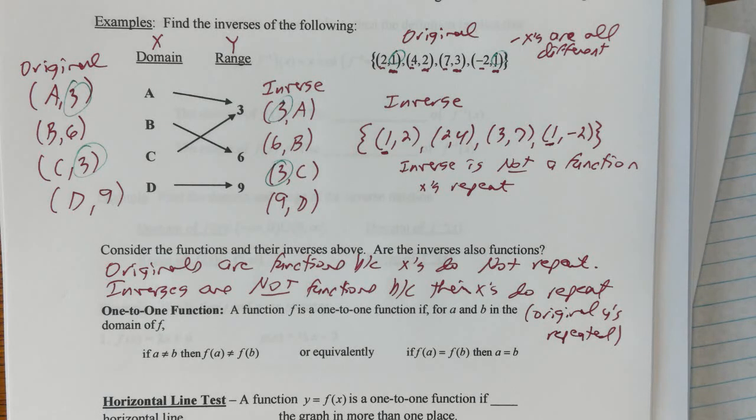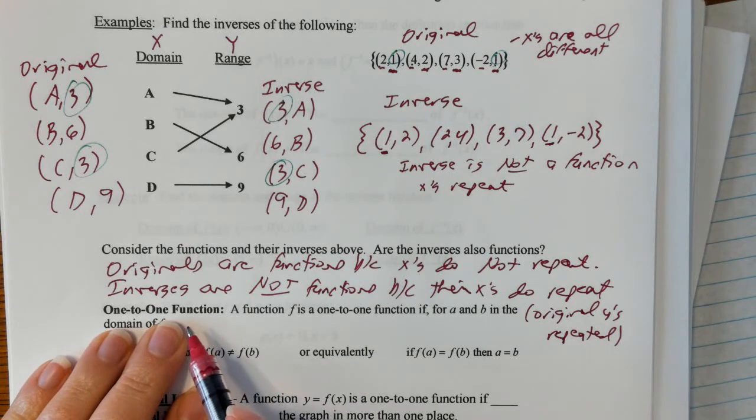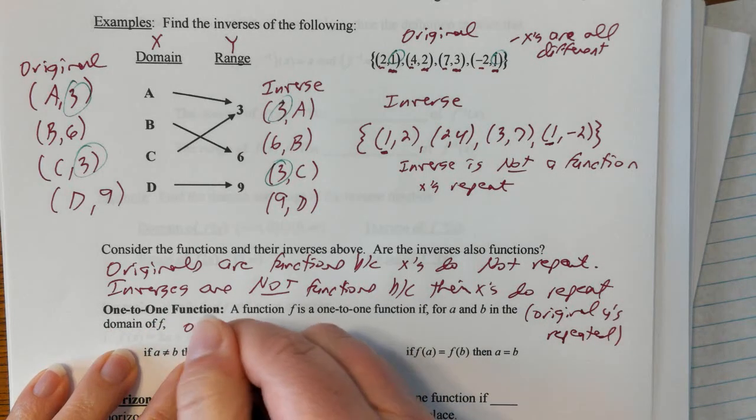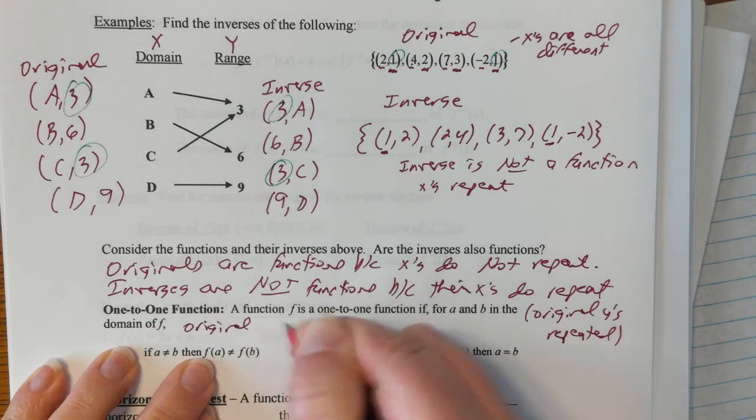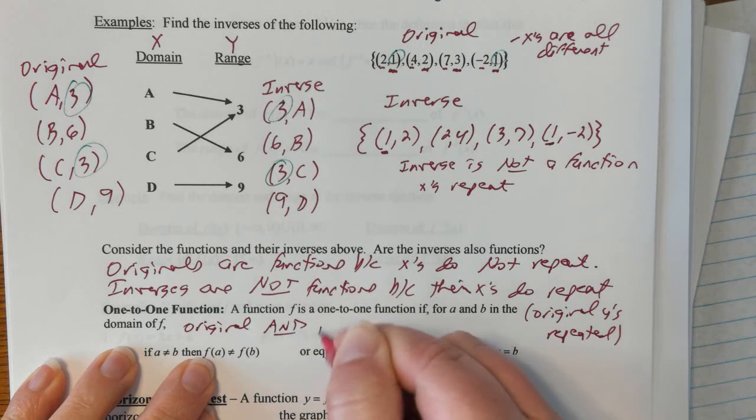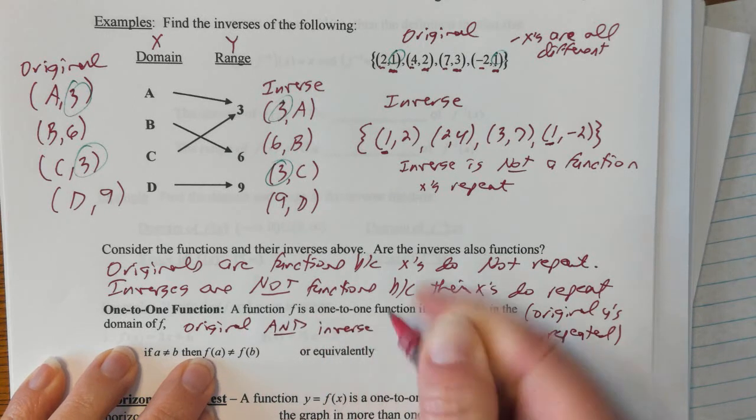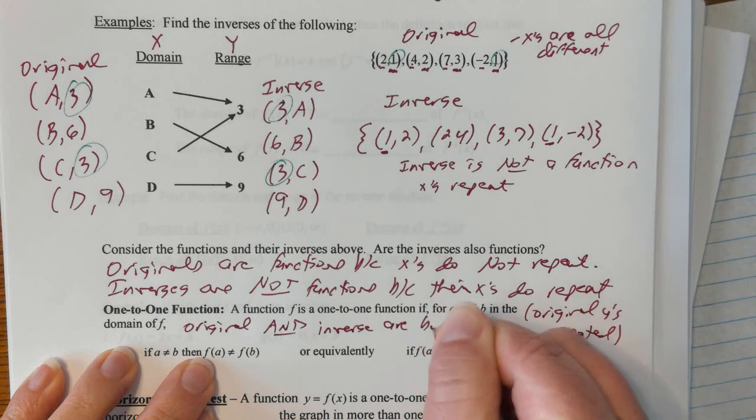If the originals have a repeat in the y's, then that means the inverse would have a repeat in the x's and therefore not be a function. Okay? That's a new vocabulary word here, one-to-one function. A one-to-one function means the original and inverse are both functions.